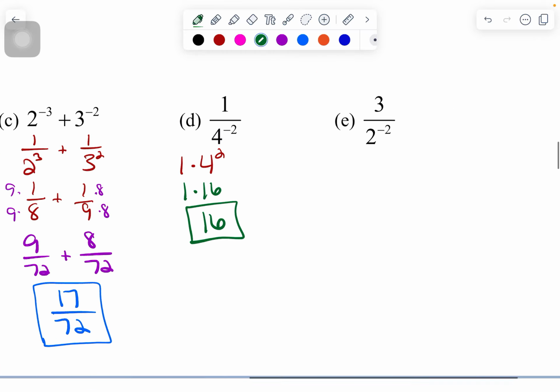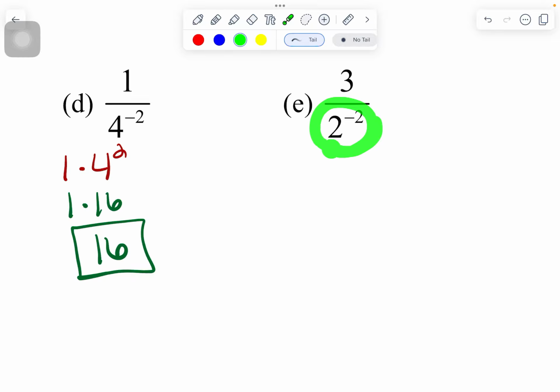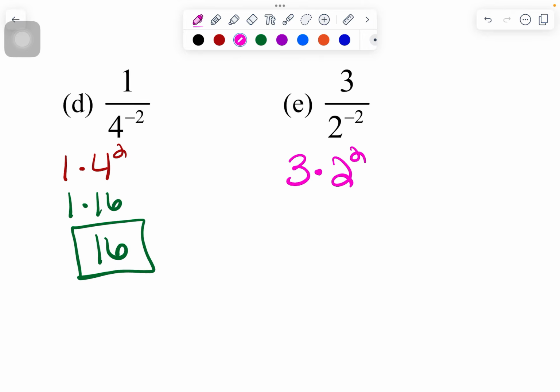All right, and I think E is going to be the last one. So let's see what's going on here. We've got this piece of the denominator that's got the negative exponent. We're going to need to move that. But folks, be careful. That 3 does not have any negative exponent, so that 3 just stays. Let's go ahead and pull this up to the numerator. So 2, and when it moves, it becomes positive. So that's going to be 3 times 2 squared, which is 4. 3 times 4 makes 12.